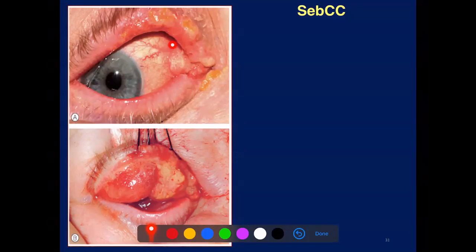I think this patient needs to be augmented with either radiotherapy or a diagnostic procedure with excisional biopsy.